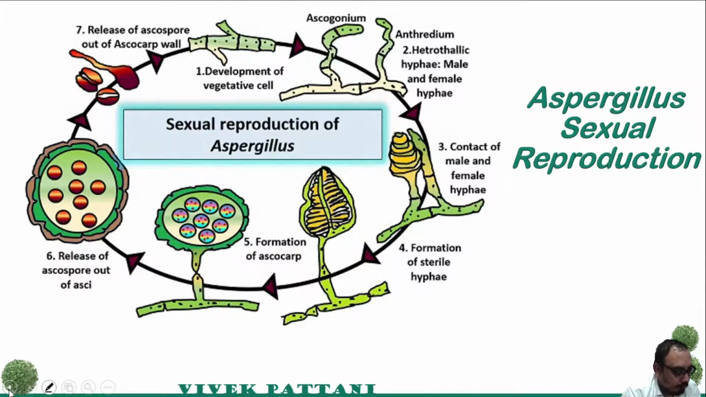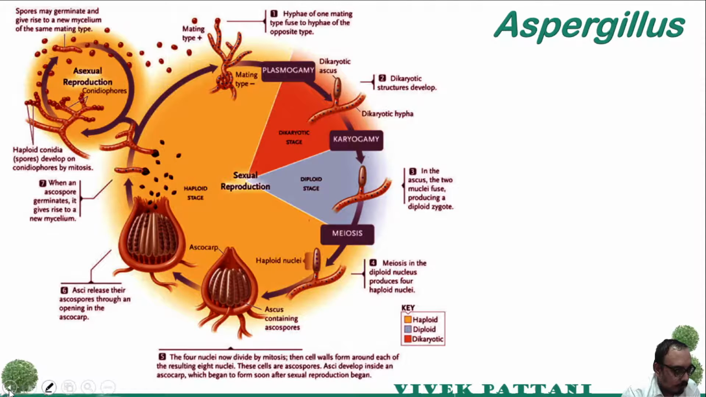Now comes the sexual reproduction. You can draw a diagram whichever you want. It will primarily depend on you. The mechanism is the same as that of the other fungi, but in this case, ascospores or asci, because this one is an ascomycete fungus.